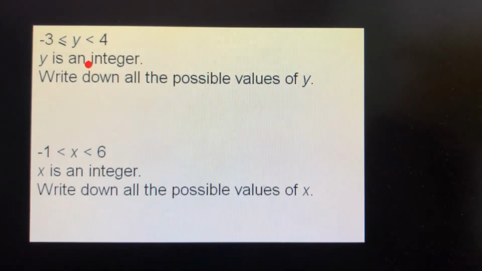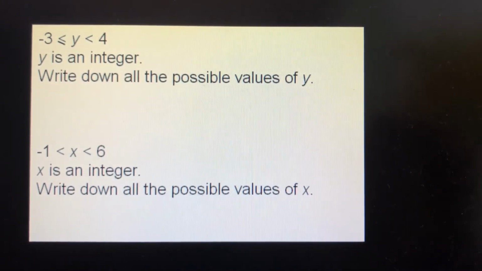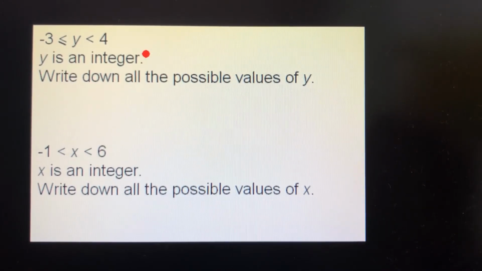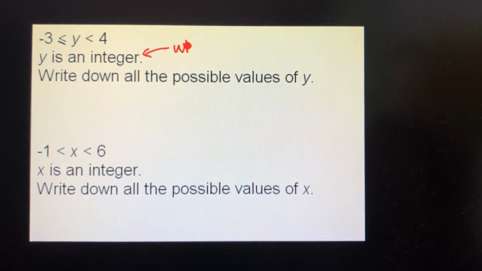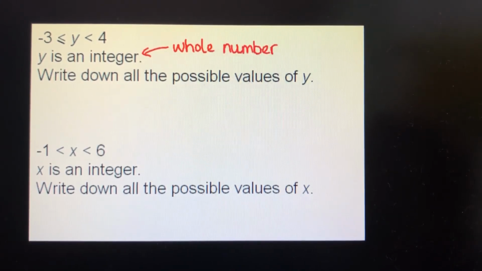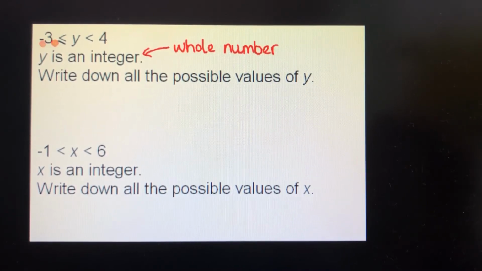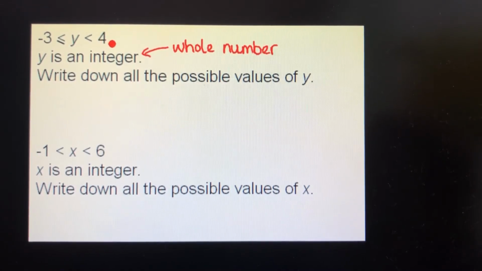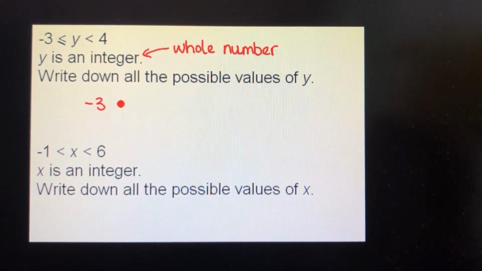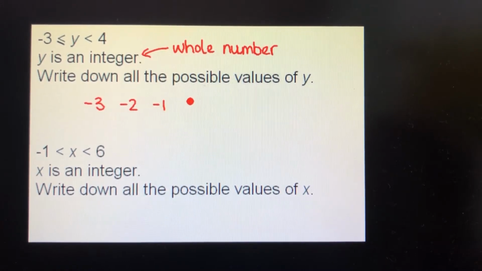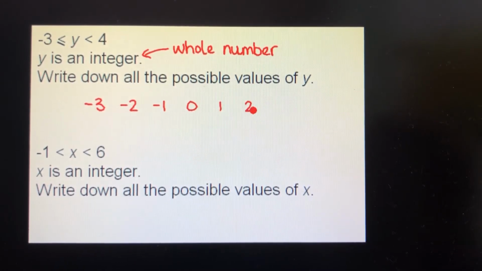As soon as you know what an integer is, this kind of question is straightforward. An integer just means a whole number. So y is any whole number in between -3 and 4. So I'm going to write -3, -2, -1, 0, 1, 2, 3, and 4.